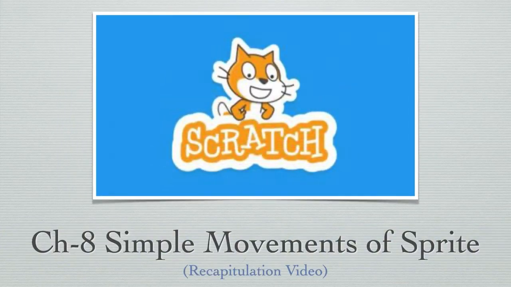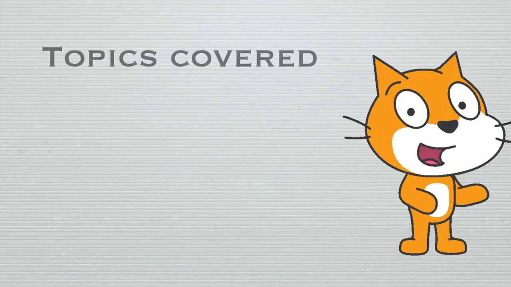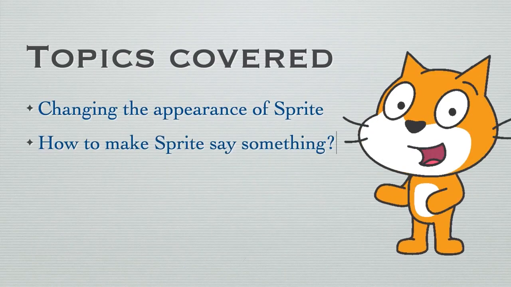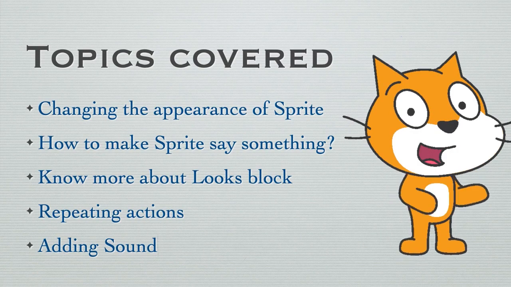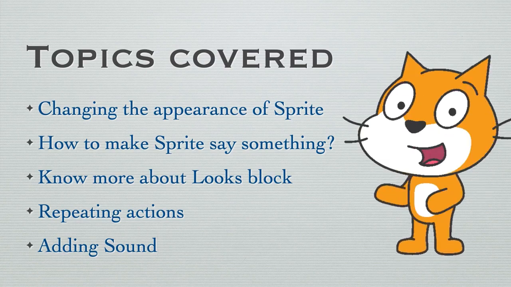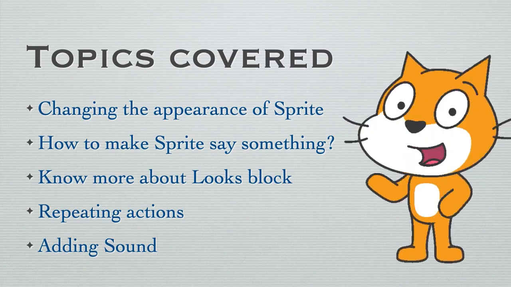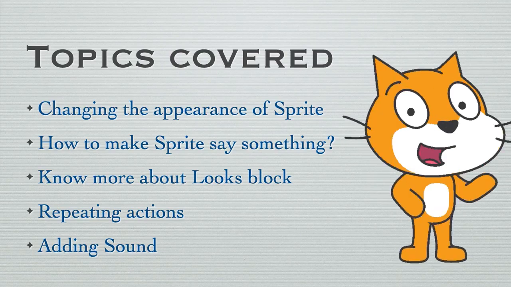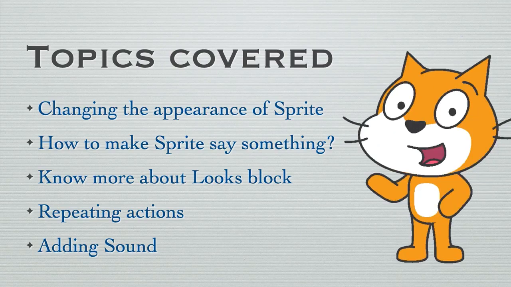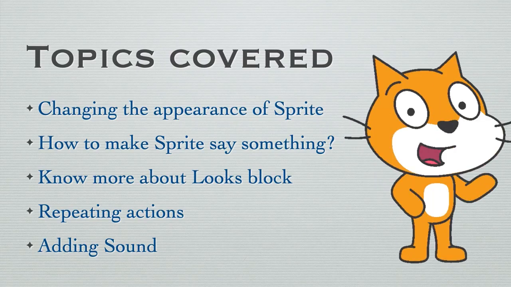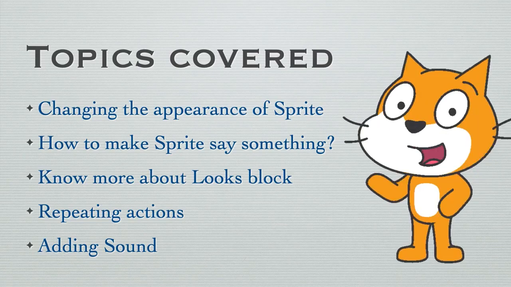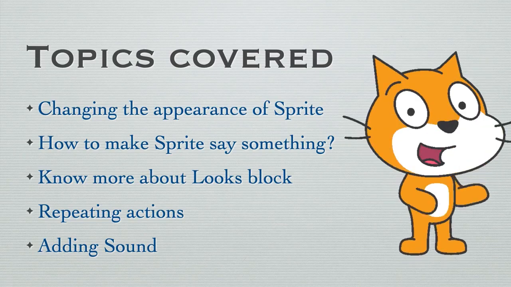In this video, we'll take a quick recap of chapter 8, that is Simple Movements of Sprite. So let's start. Kids, in this chapter, we learned about changing the appearance of sprite, changing color and its size, repeating actions, making sprite say something, and adding sound effects in a project. So let's take a quick look at all these topics.